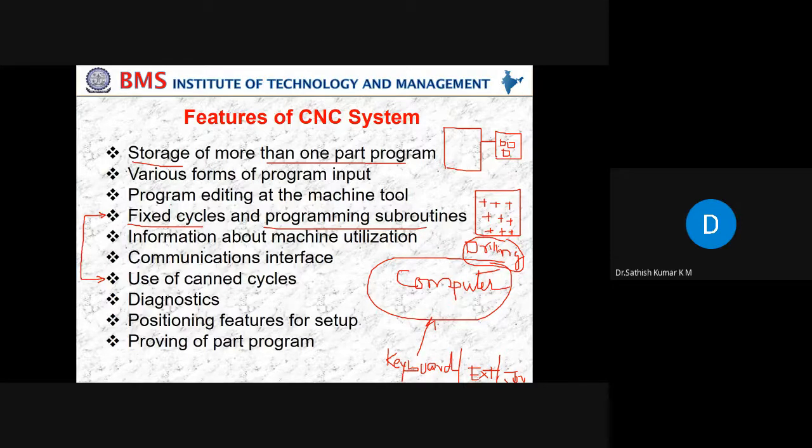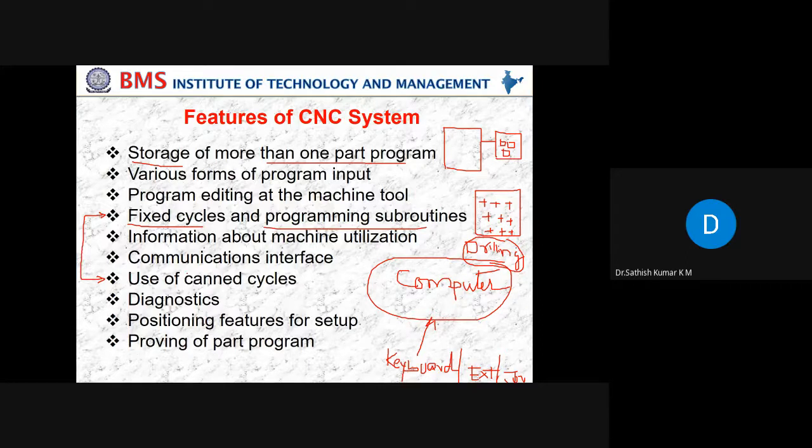Okay, so that is the advantage of this. Then information about machine utilization. The CNC is going to be mainly used so that you can do the work at a faster rate. That is, machine utilization is going to be larger.